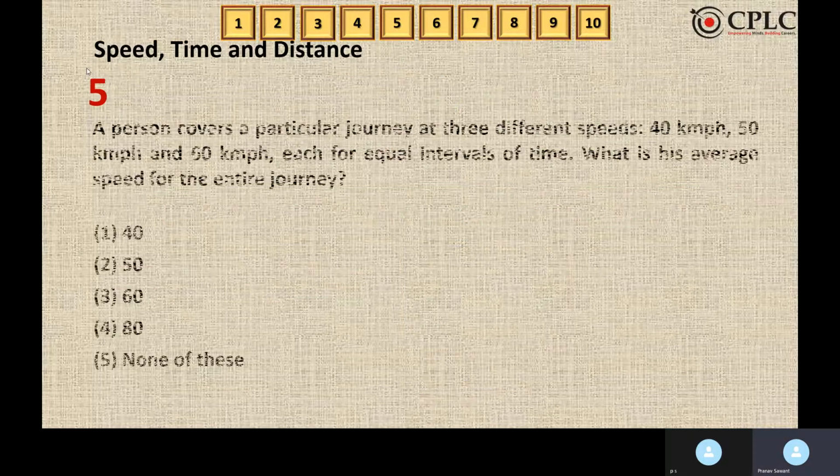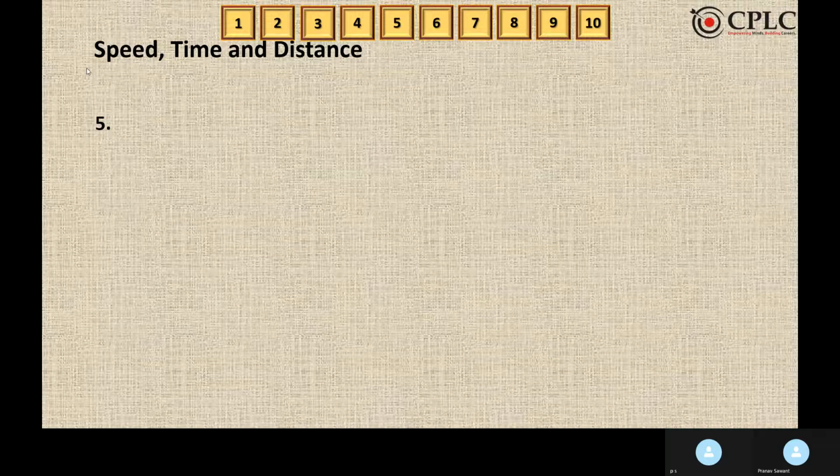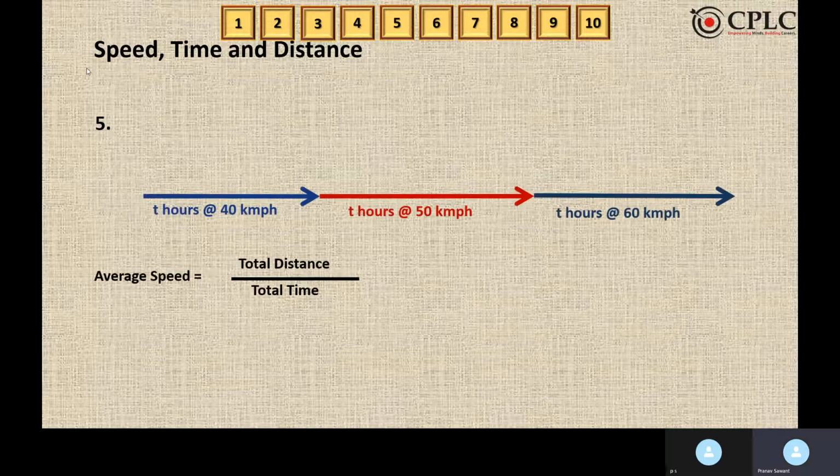Moving to the next question. A person covers a particular journey at three different speeds: 40 km per hour, 50 km per hour, and 60 km per hour, each for equal intervals of time. What is his average speed for the entire journey? Now the time is same. So let us take it as T hours, T hours, and T hours.